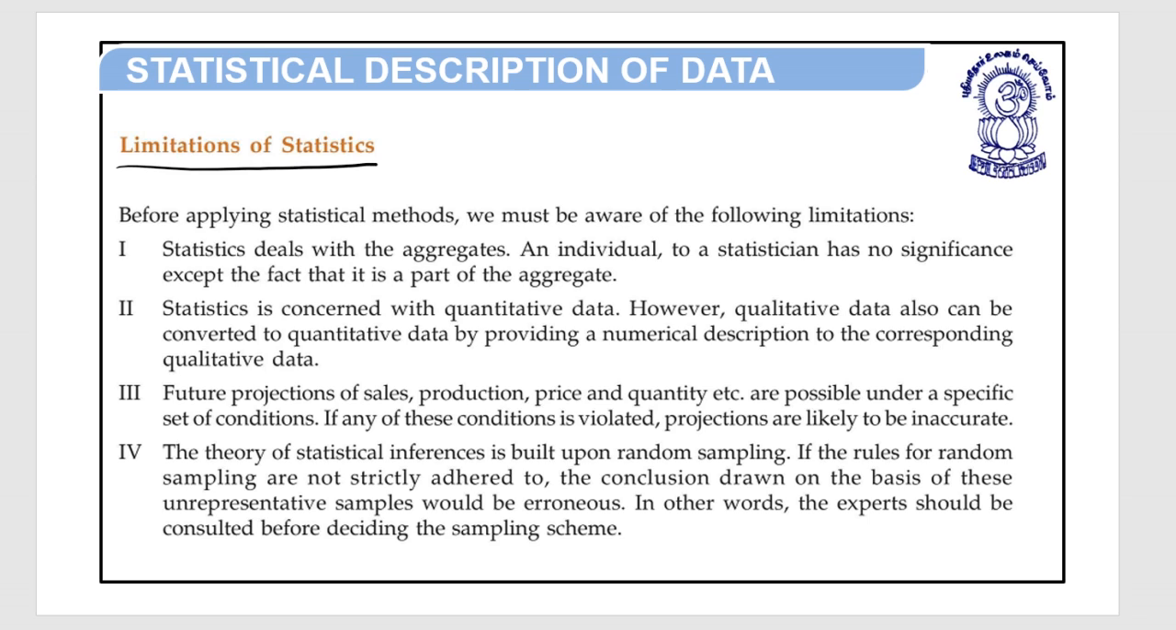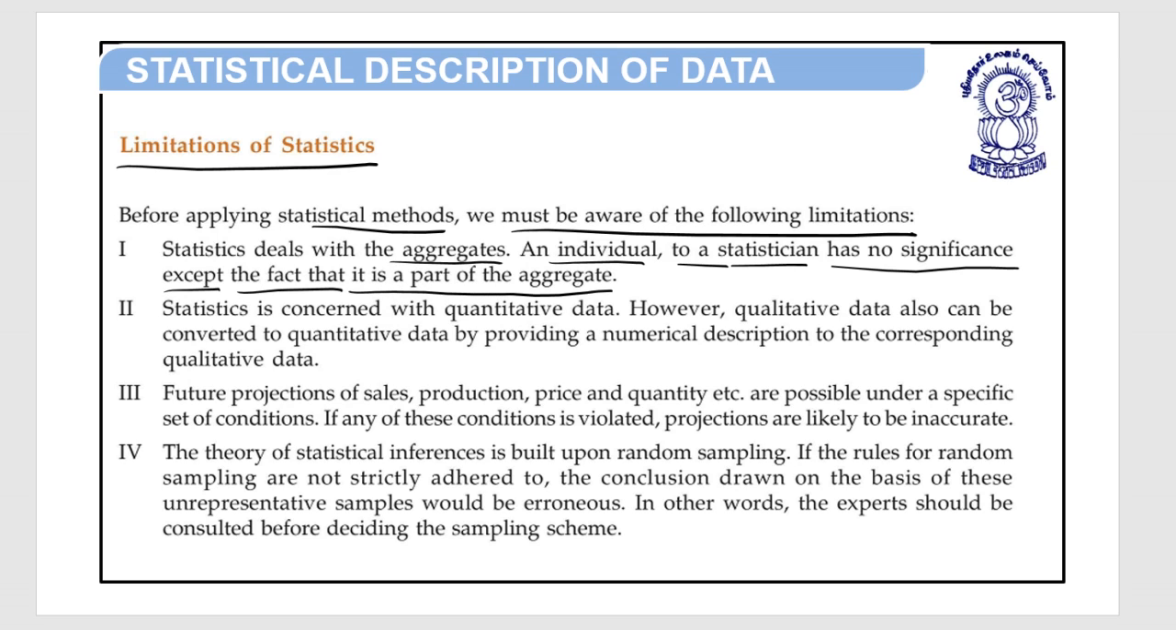Limitations of statistics. There are some limitations of statistics. Before applying statistical methods, we must be aware of the following limitations. The first one is, statistics deal with the aggregates. An individual to a statistician has no significance except the fact that it is a part of the aggregate.